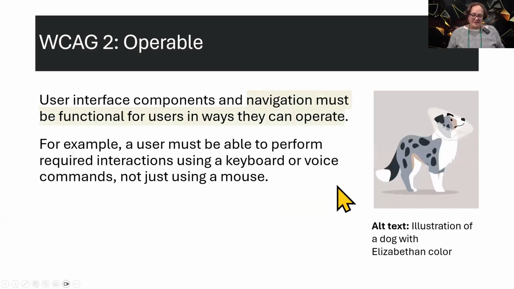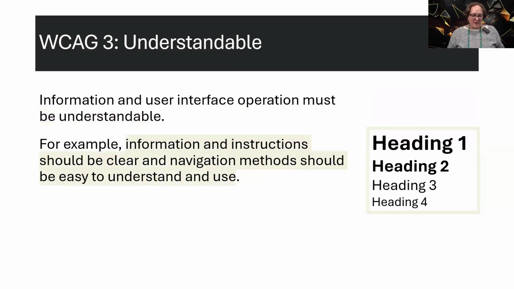For operable, it means that your navigation must be functionable for users in ways that they can operate. For many of us, we know about screen readers. We also know about assistive listening devices. But I also want you to keep in mind that wearables are coming into play as well, and that will be something that we're asking our AI models to design for.